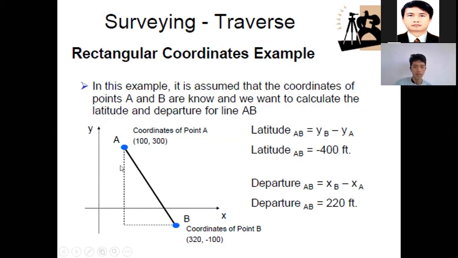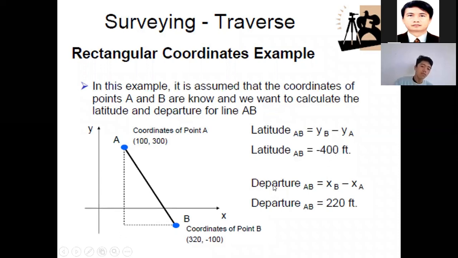Because this component or this line is negative, its absolute value is of course 300, right? And this value is 100. So 300 plus 100 is 400. Since our direction is from point A to B, going downward, it is negative 400.